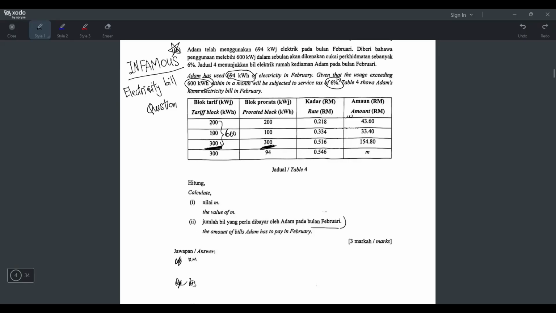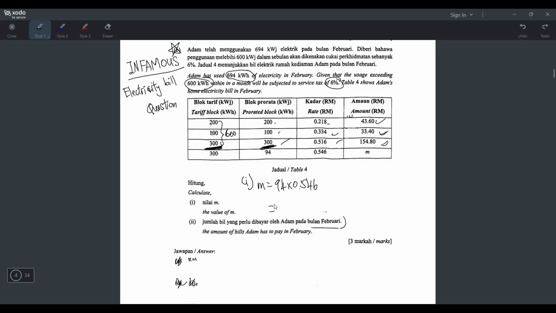Okay, so I'll do it up here. To find M is very easy. You will just take 0.546 times 94. Okay, because all this amount comes from the rate times the prorated block, right? All of this comes from this. So 200 times this one, you will get this one. This one times this one, you get this. So M is also 94 times 0.546.